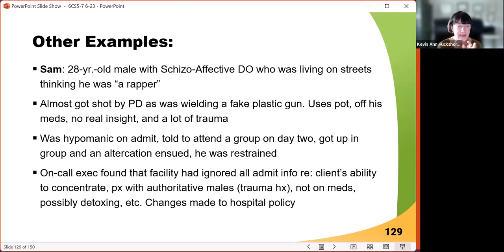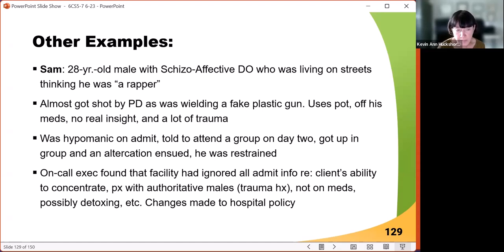He was off his meds. He didn't have any insight, really, and had a lot of trauma in his younger years. So he got admitted to the hospital. He was hypomanic on admission because he'd been off his meds. And the hospital had a rule that people had to attend group on day 2 of admission. So he was forced to go to group.